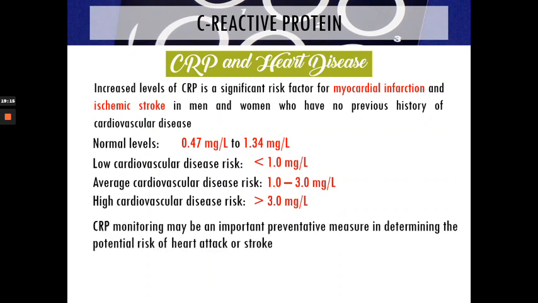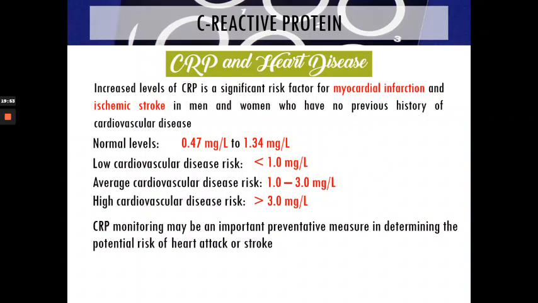Therefore, CRP monitoring can be used as a preventative measure because we can determine based on these different categories. If we test the CRP levels of our patients, or of family members, we can then predict in a way, or have a glimpse as to the probability of them having a cardiovascular disease because of their CRP levels. All right, so it can be a preventative measure for the potential risk of stroke or heart attack.